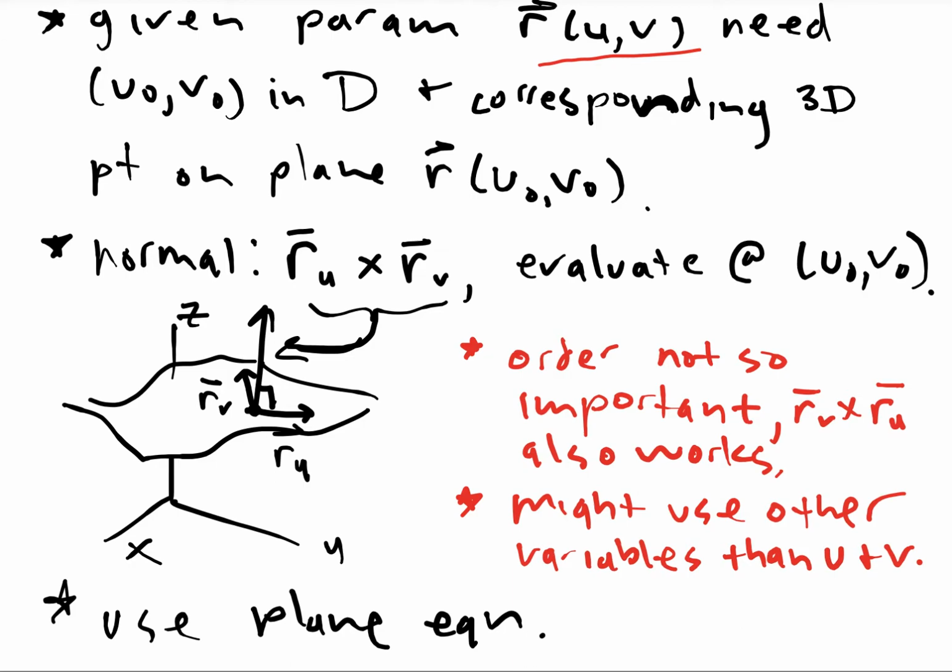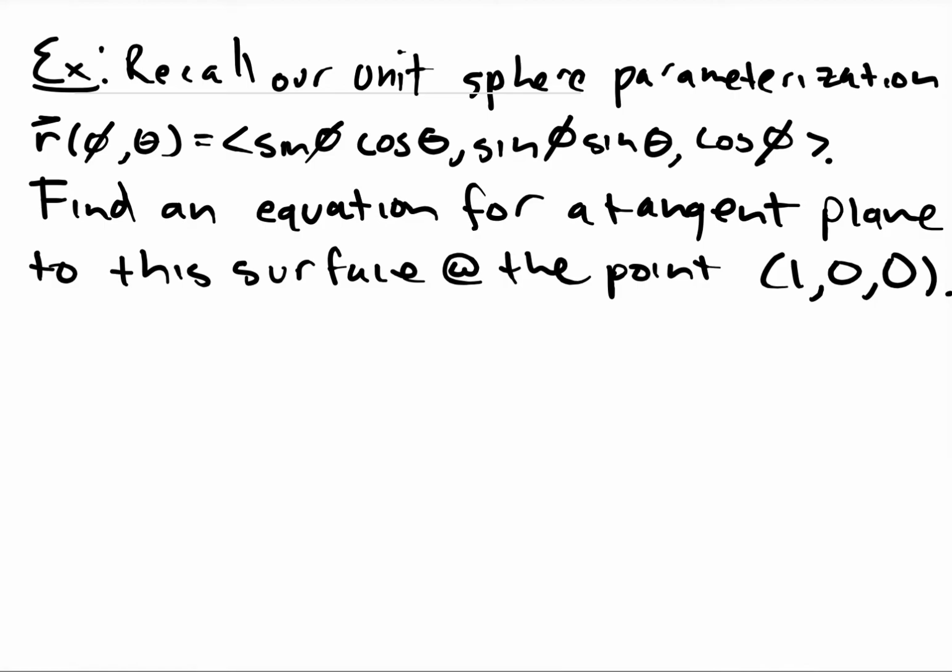So let's actually try this out. I will dust off an example that we did in the last video. We talked through parameterizing the unit sphere, so we got back this equation right here, and I'm going to ask that we just find an equation for a tangent plane at the point 1, 0, 0.